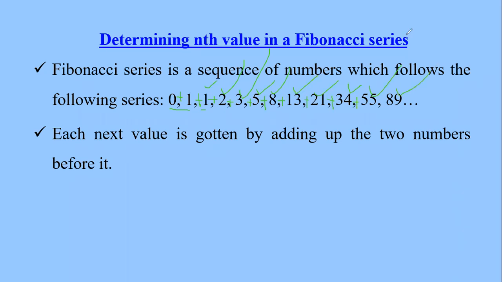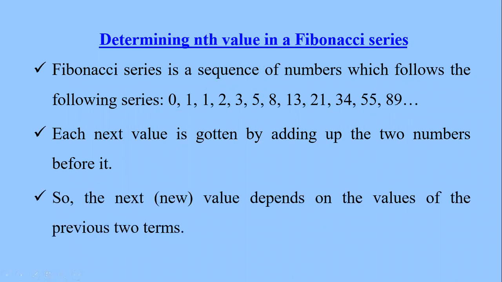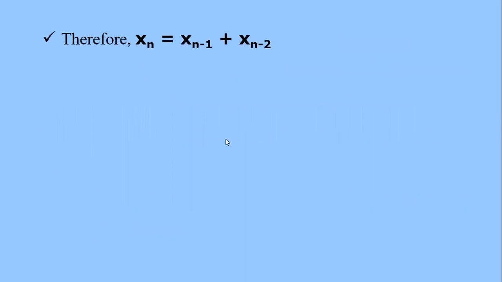Therefore, my dear students and the rest of the learners, that's how we generate the nth value in a Fibonacci series. So the next or new value depends on the values of the previous 2 terms. Therefore, to get the nth value, you compute it as x(n-1) plus what is in the position for x(n-2).